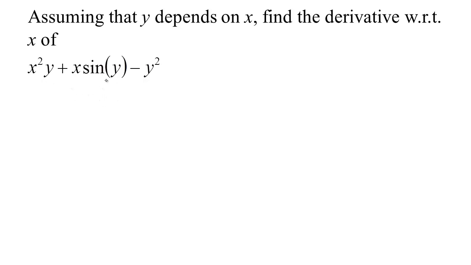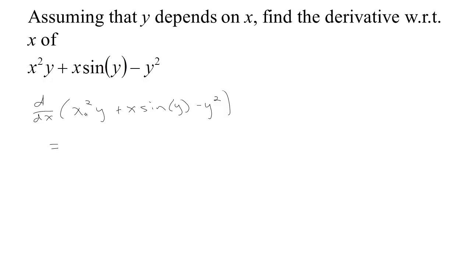So here's an expression. It has x squared times y. We know that y depends on x, but we're not really told what function y is. Then we have x times the sine of that same function of x, and then minus that function of x squared. So if we want to take the derivative with respect to x of this whole thing, then we'll just do the best that we can.